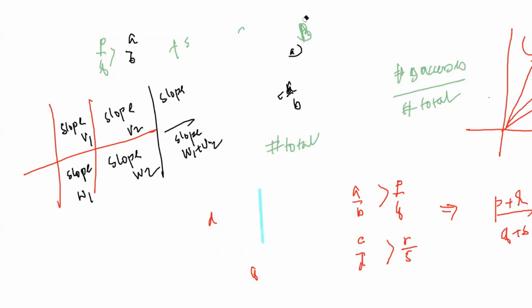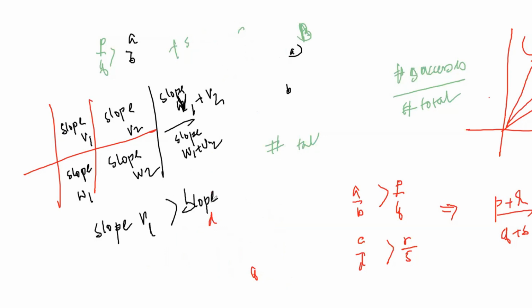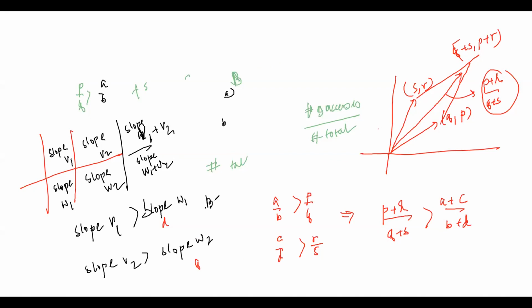So what it means over here is that the slope of v1 is greater than the slope of w1, and the slope of v2 is greater than the slope of w2. But the slope of w1 plus w2 is greater than the slope of v1 plus v2. We'll construct such an example by diagrams.